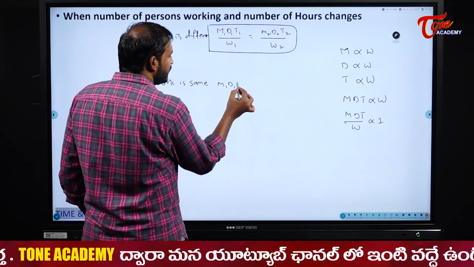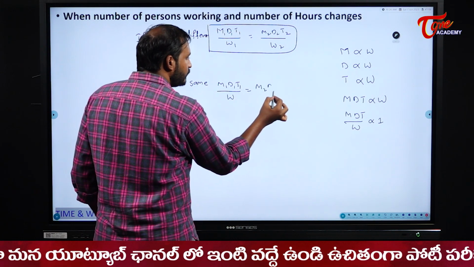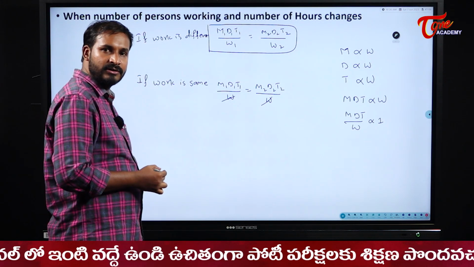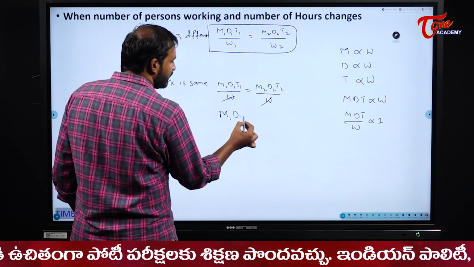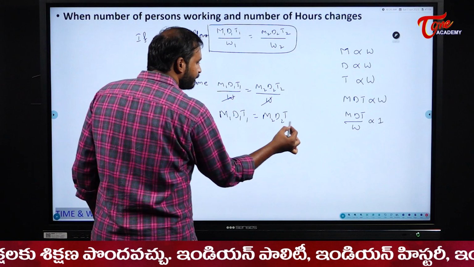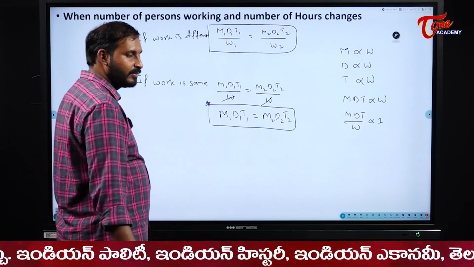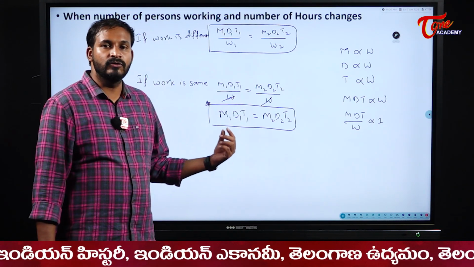M1 D1 T1 by W is equal to M2 D2 T2 by W. Why? Because work is constant, so obviously W will get cancelled. So when work is constant, what can I say? M1 D1 T1 is equal to M2 D2 T2. When work is constant, we will not bother about the denominator W. So directly we will write M1 D1 T1 is equal to M2 D2 T2.